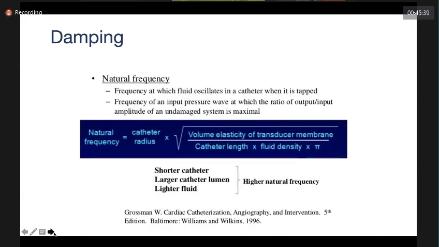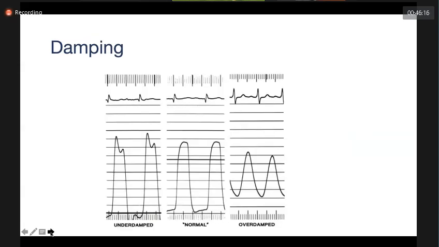Natural frequency means the frequency at which fluid oscillates in a catheter when it is tapped. It is the frequency of the input pressure wave at which the ratio of output to input should be equal. Then you can call it a natural frequency. You all should read this in Grossman, which is explained wonderfully. If you have a shorter catheter, a larger lumen tube, or anemia, lighter fluid, all those things, then you will have a higher natural frequency.